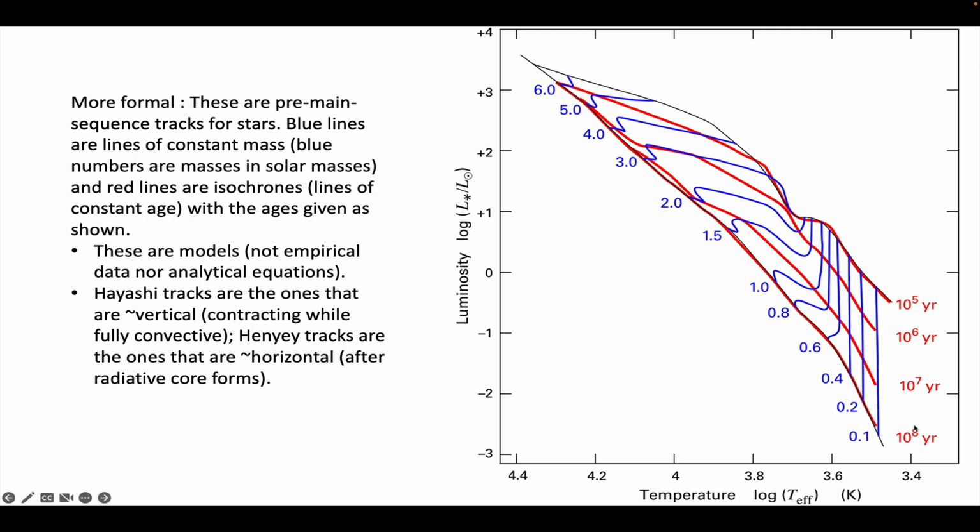These are models. They're not empirical data, and they're not analytical equations. They're people who created model stars in computers and ran them over time with different compositions and masses to try to figure this out. Hayashi tracks are the ones that are more or less vertical. They're contracting onto the main sequence while they're fully convective. The Henyey tracks are the ones that are kind of horizontal. They're moving horizontally because a radiative core is formed.